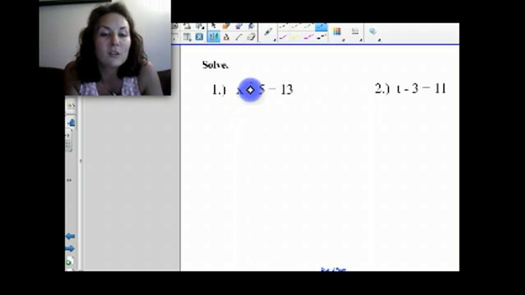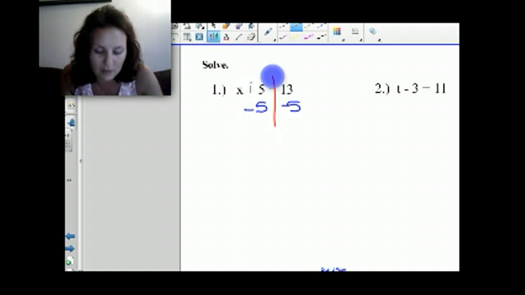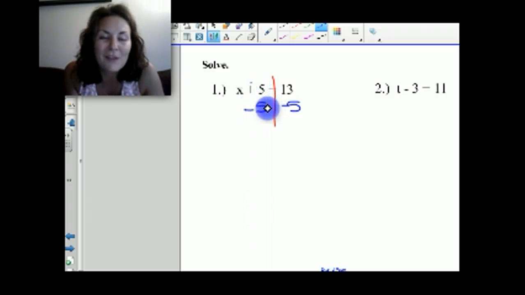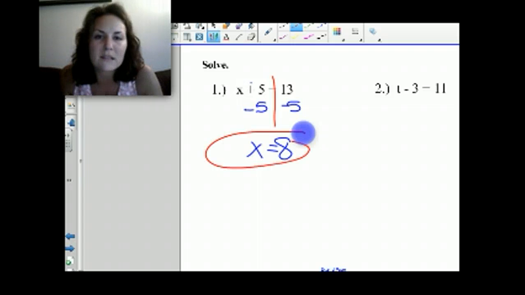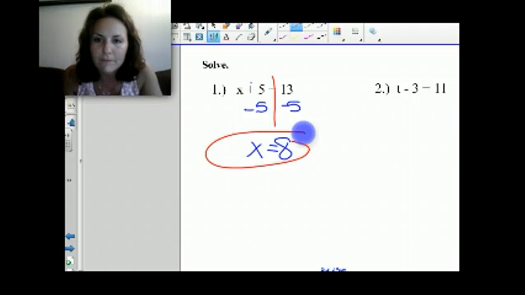We undo addition with subtraction, so we subtract 5 from both sides. Remember, it's like a balance. There's your equal sign. If you do it to one side, you have to do it to the other. 5 minus 5 is 0, so we canceled it. And we get x equals 13 minus 5 is 8. That's your final answer. Don't write 8. Write x equals 8.